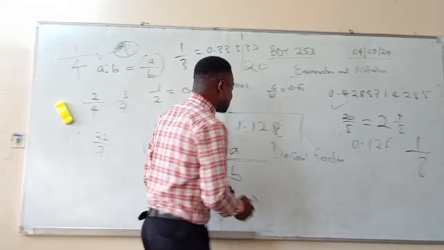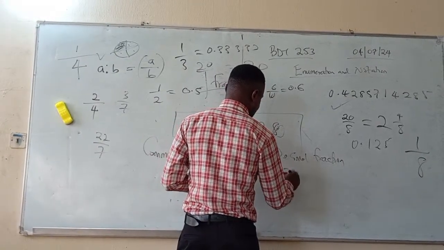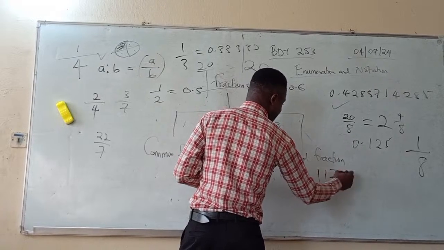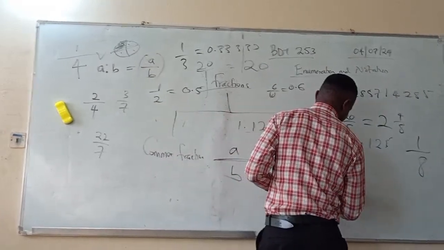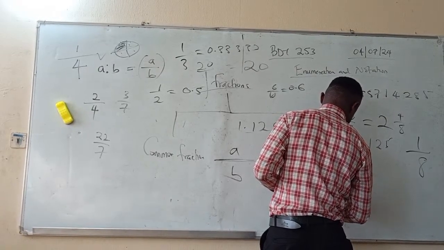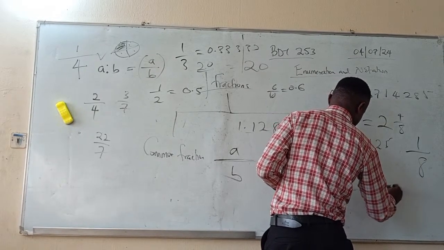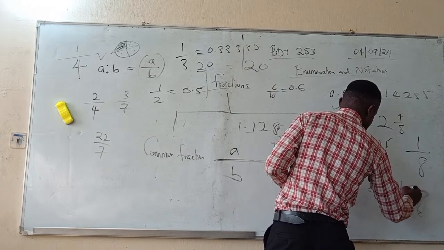No. Unless you are doing 1.128 over 1,000. Over what? 1,000, right? Yes. You get 1.128.